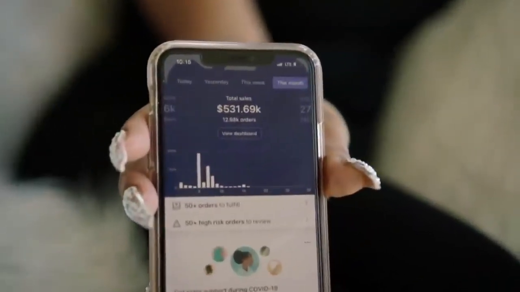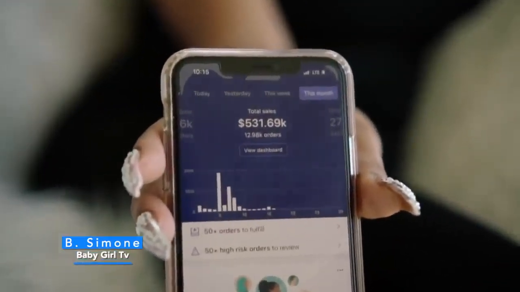In 16 days, Be Simone Beauty made this amount of money. I don't know if it's right or wrong to show y'all my numbers, but I feel like it's right in my heart because I know my intentions are not to brag, not to boast, not to be prideful, not to be arrogant, not to have an ego. My intentions are to show you the journey and show you if I can do it, you can do it.